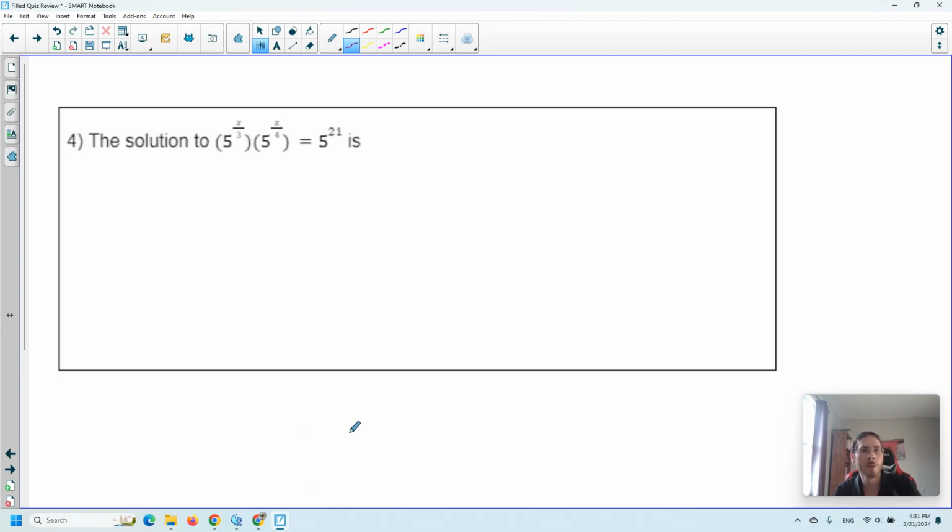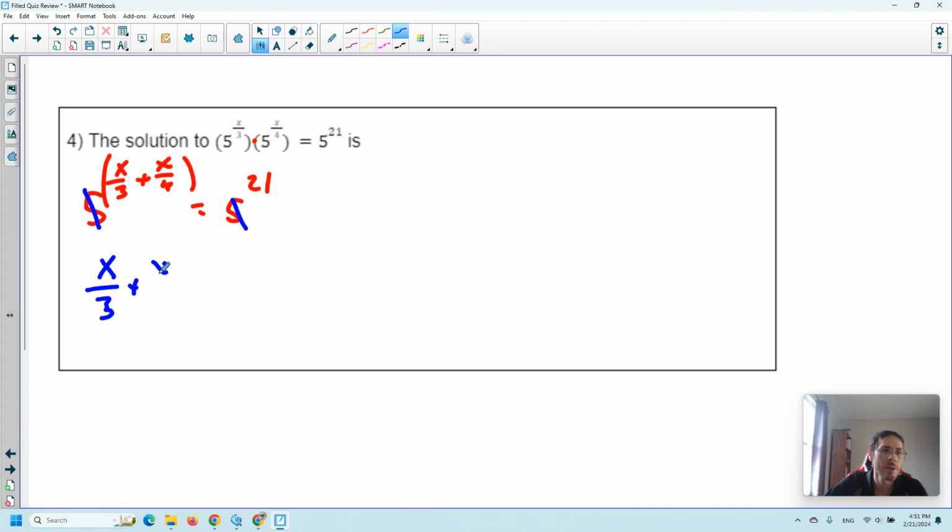All right, for number 4, we have to do one of these equations with the fractional exponents. So if we see we've got these two that we're multiplying. So in class we did this. If we're multiplying, what we're going to do is we want to add the two exponents together. So x over 3 plus x over 4 equals 5 to the 21. And now we can see all we have are the two 5s. So the 5s are going to cancel each other out, because if the bases are the same, the exponents have to be the same. So we get x over 3 plus x over 4 equals 21.